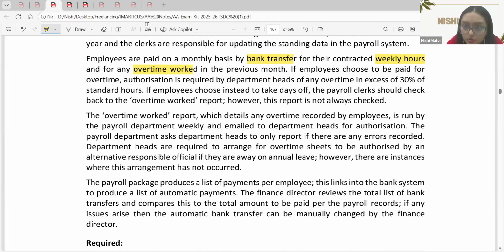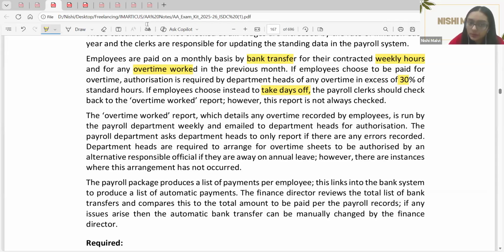Let's read further. If they are talking about it, then only you can include. Okay. If employees choose to be paid for overtime, authorization is requested by the department for overtime in excess of 30%. The employees may choose instead to take a day off. Okay, one more thing. Instead of overtime, some employees can also take a day off. You also need to check whether the day off should be included or not, and check that those employees who are taking a day off are not included in the payroll. Okay. In short, their leaves are included.